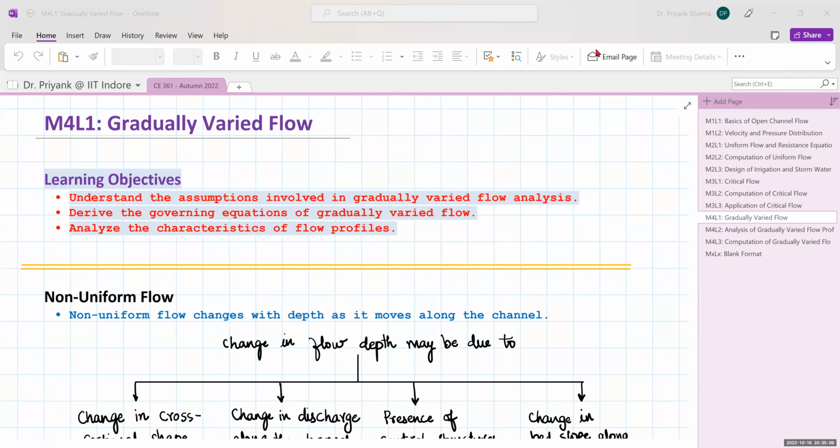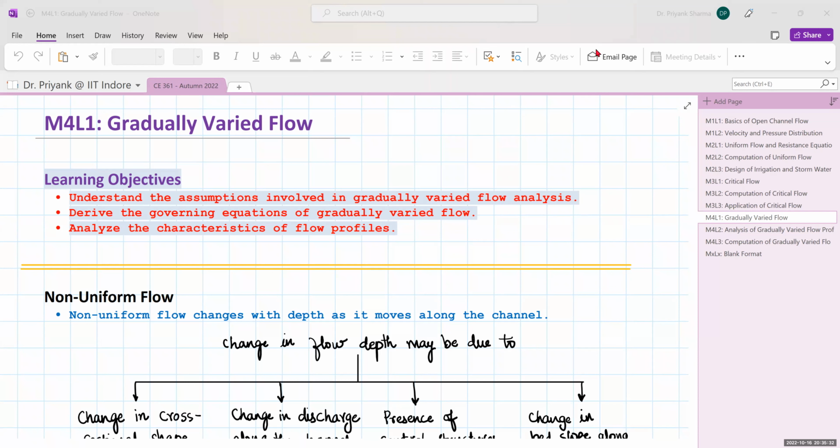Hello everyone and welcome to the module 4 first lecture, gradually varied flow. In the previous modules we have discussed basics of open channel flow, uniform flow, and also the critical flow. So all these concepts are synthesized here and delivered together in gradually varied flow.